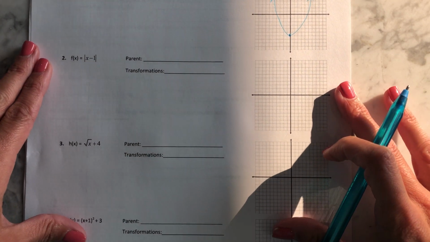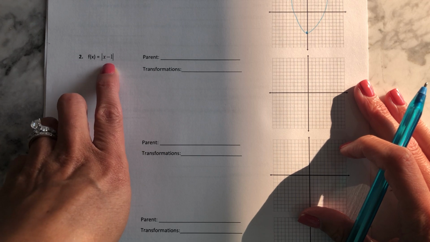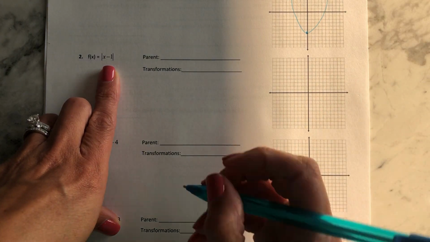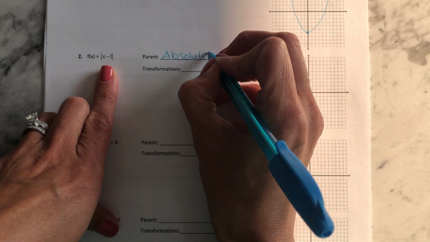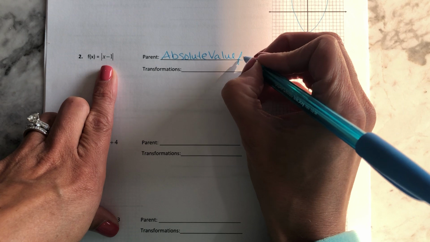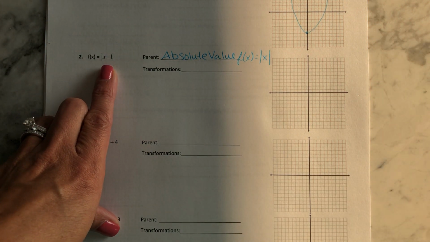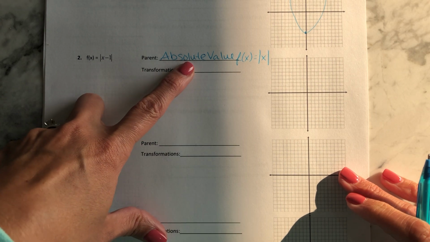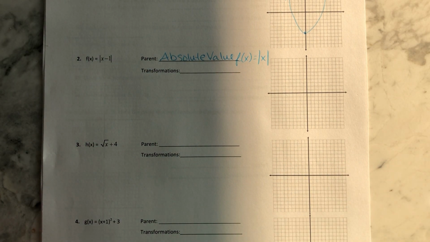Next one. Refer to your sheet, and you would see that this is an absolute value function. And that looks like f of x equals absolute value of x. You find this information on your parent function sheets, and it would be a good idea to memorize at least quadratic and absolute value.